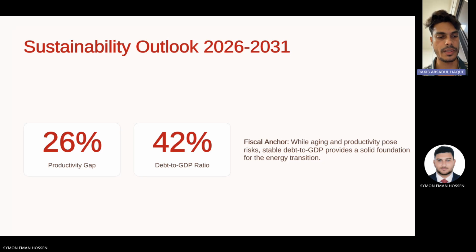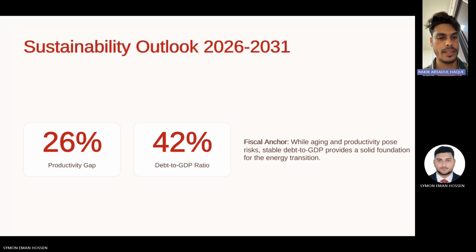However, if we do not close the 26% productivity gap, we risk a period of secular stagnation. The energy transition presents a massive opportunity. If Canada can successfully pivot from traditional oil to hydrogen and critical minerals, we can sustain our export value. But this requires a shift from a resource extraction to a resource innovation mindset over the next 5 years.